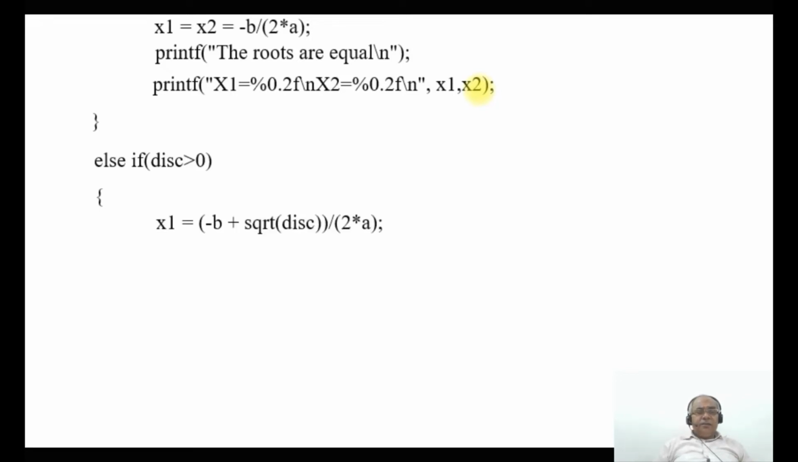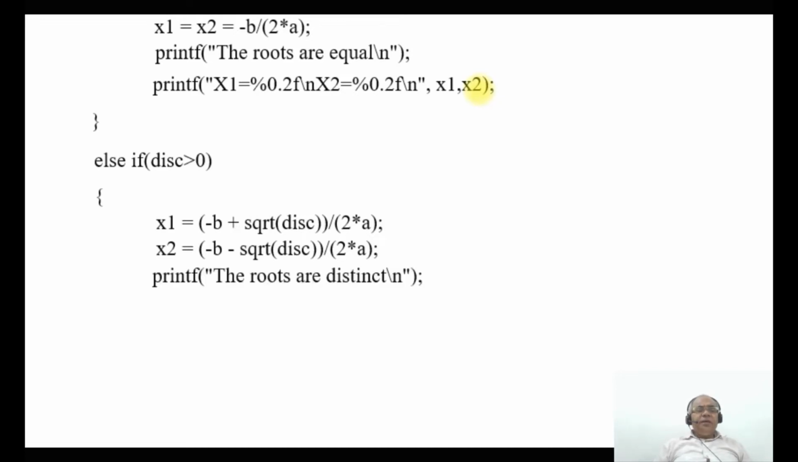If the condition is not satisfied, we go for else if discriminant is greater than 0. Then x1 is minus b plus square root of discriminant value by 2 star a, and x2 is minus b minus sqrt of discriminant value by 2 star a. Then printf the roots are distinct, and printf x1 is equal to %0.3f backslash n, and x2 equals %0.3f backslash n within quotes, then x1 and x2.